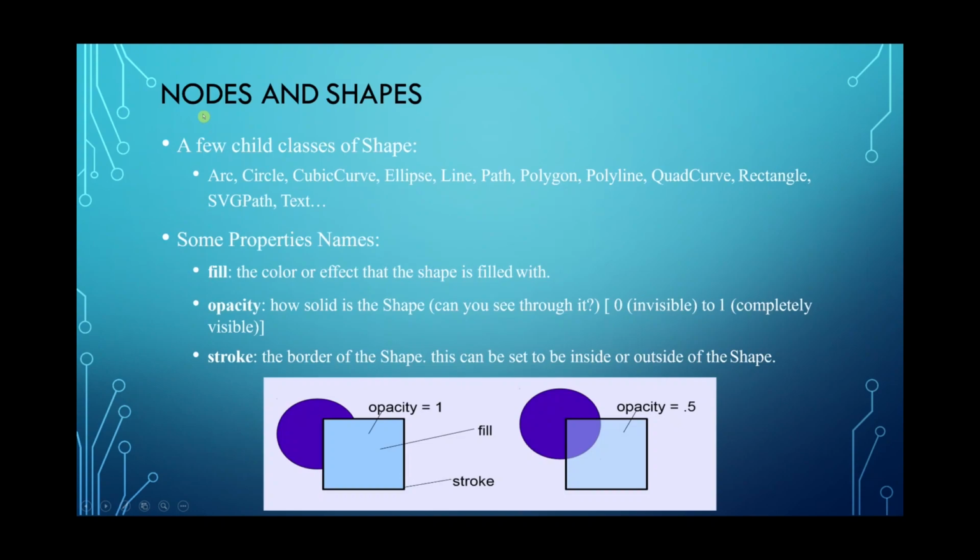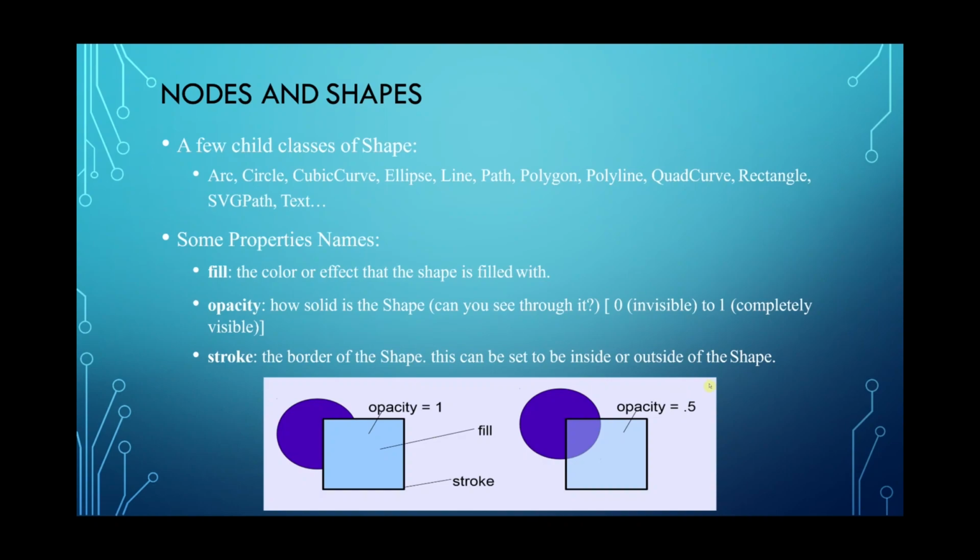So nodes and shapes. A few child classes of Shape: Arc, Circle, CubicCurve, Ellipse, Line, Path, Polygon, all these things. Some properties would be fill, opacity, and stroke. Fill, the color or effect that the shape is filled with. Opacity is how solid the shape is. So can you see through it? 0 is invisible to 1 completely visible. Stroke, the border of the shape. This can be set to be inside or outside the shape.